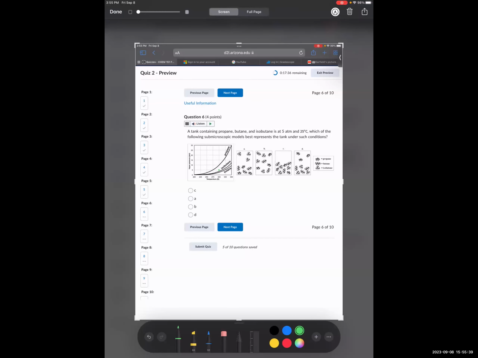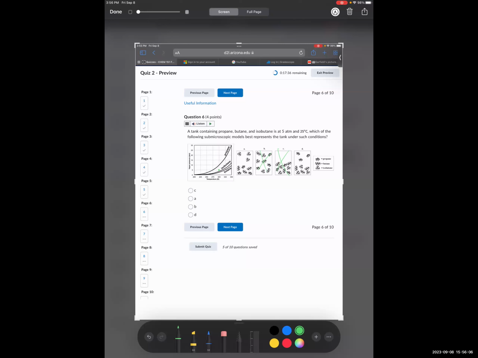Something close to that. And if that is the case, we are below the curve of propane. So propane is a gas. There's only one gas, and both butane and isobutane should be in the liquid phase. So option C is out because everything is liquid phase there. Option B is out because everything is gas phase there.